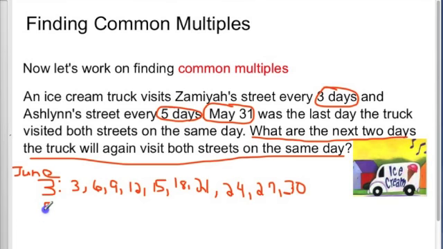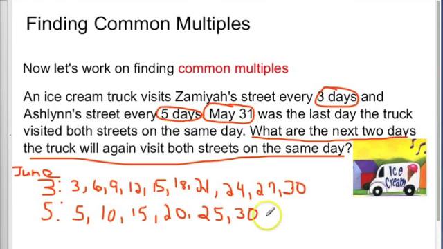And I'm going to do the same thing, and I'm going to skip count by 5s. 5, 10, 15, 20, 25, and 30. Notice that I'm stopping at 30 for both of these because I know in the month of June that there are 30 days. So I don't need to keep going because that would exceed the amount of days that's in June.